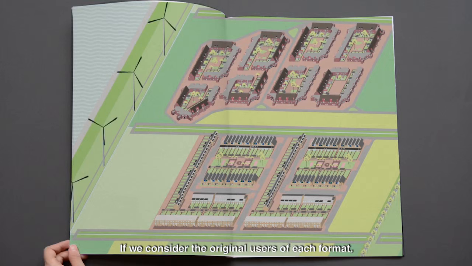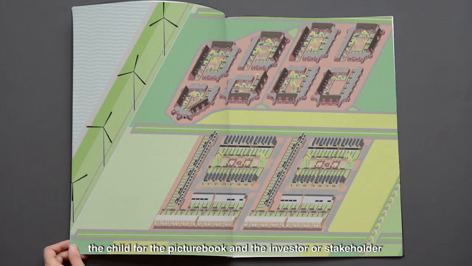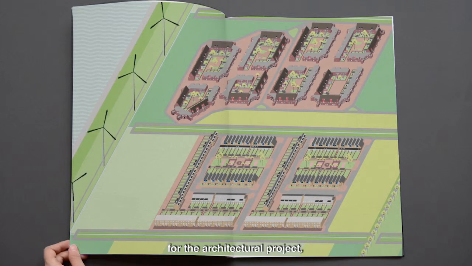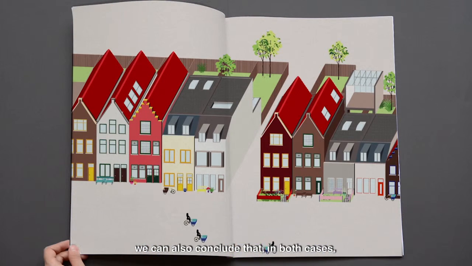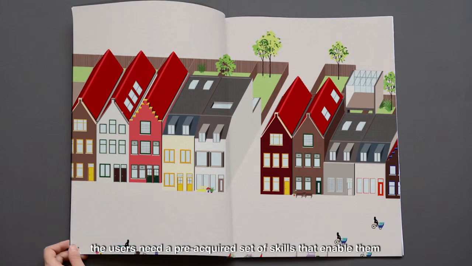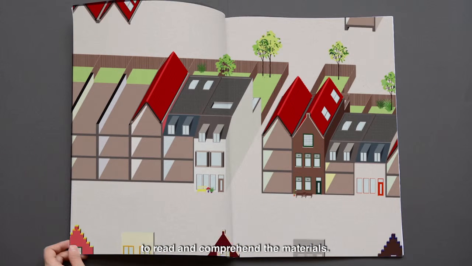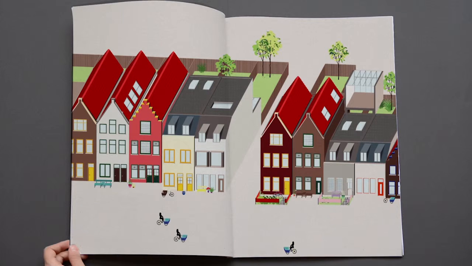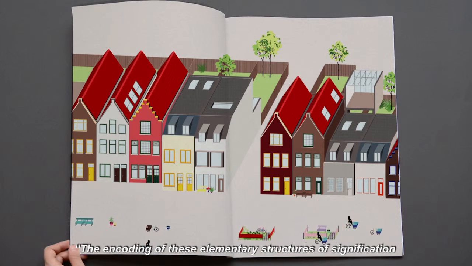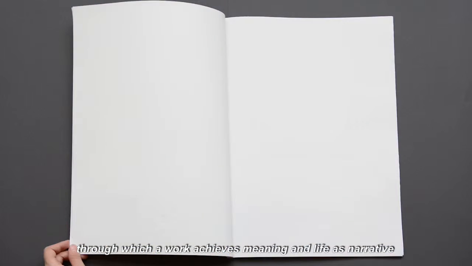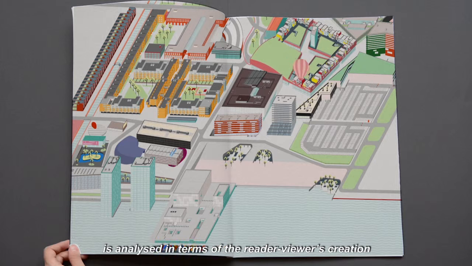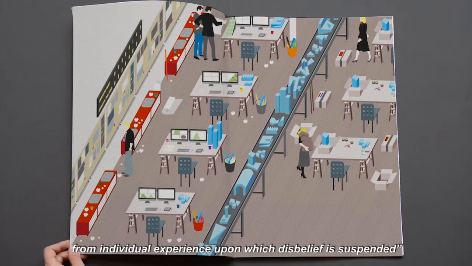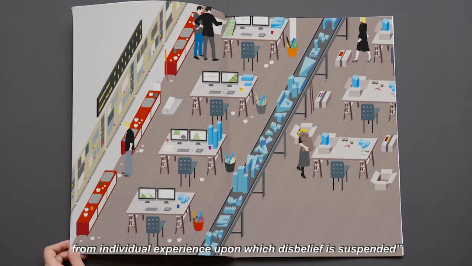If we consider the original users of each format, the child for the picture book and the investor or stakeholder for the architectural project, we can also conclude that, in both cases, the users need a prerequisite set of skills that enables them to read and comprehend the materials. The encoding of these elementary structures of signification, through which a work achieves meaning and life as a narrative, is analyzed in terms of the reader-viewer's creation of a possible world, conceived as a construct from individual experience, upon which disbelief is suspended.